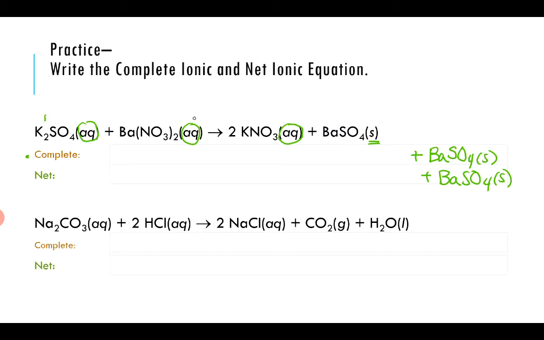Now, these are all aqueous, and so I'll identify whether they're ionic compounds or not. So here we have my potassium sulfate is ionic. Barium nitrate is also ionic. And potassium nitrate is also ionic. So all three of these compounds will need to be ionized. Next up, I'll identify the ions that make up each compound before I get carried away.